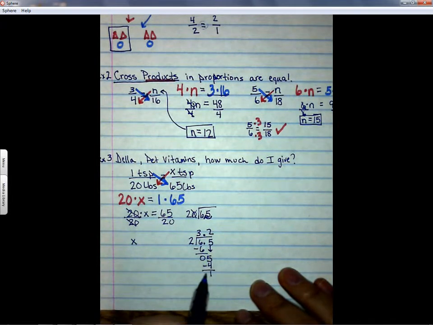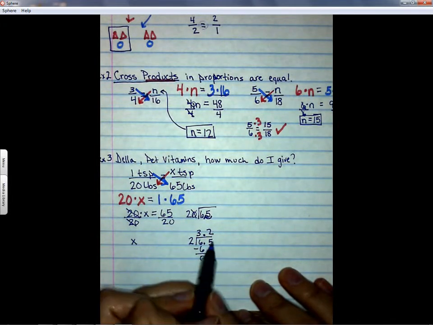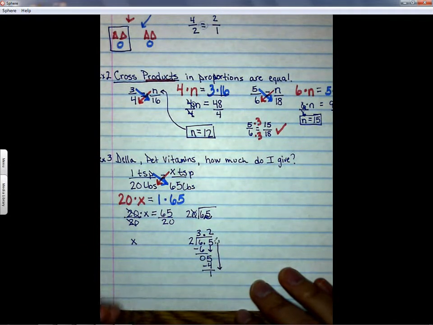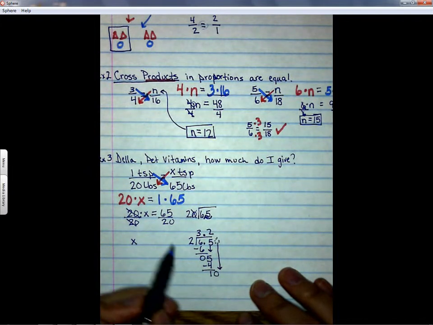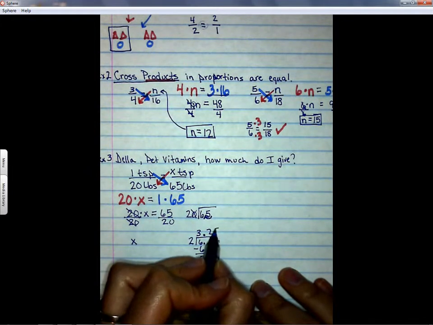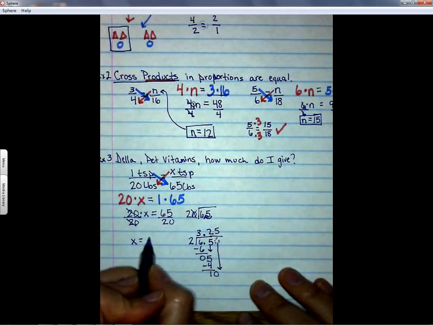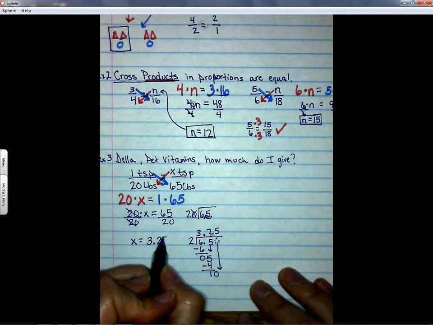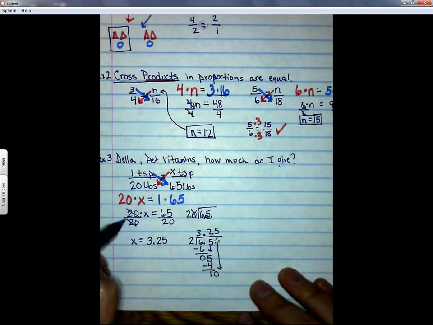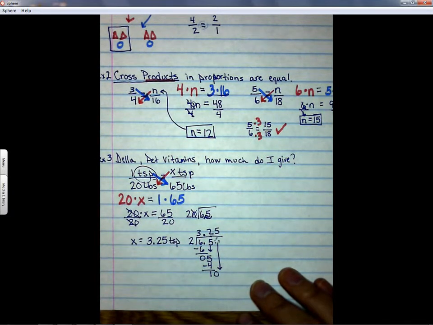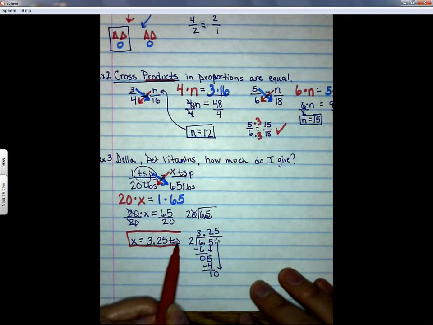I cannot leave this 1 down here, so I have to add another 0. If we remember from dividing by decimals, add my 0 here. 2 goes into 10 5 times. So our answer here is x is equal to 3.25. And if we look back up to the beginning, we notice our variable is teaspoons. So when I give Della her vitamins, I have to make sure that I give her 3.25 teaspoons.